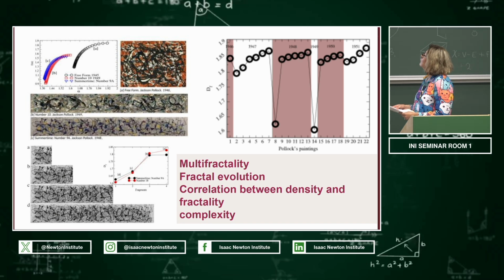Well, Pollock's fractality lives between 1.8 and 1.89. The lowest points are from large works, Summertime and Number 10. They are long works or large works that have some repetition of patterns. And when we measure fractality, the scale is important.